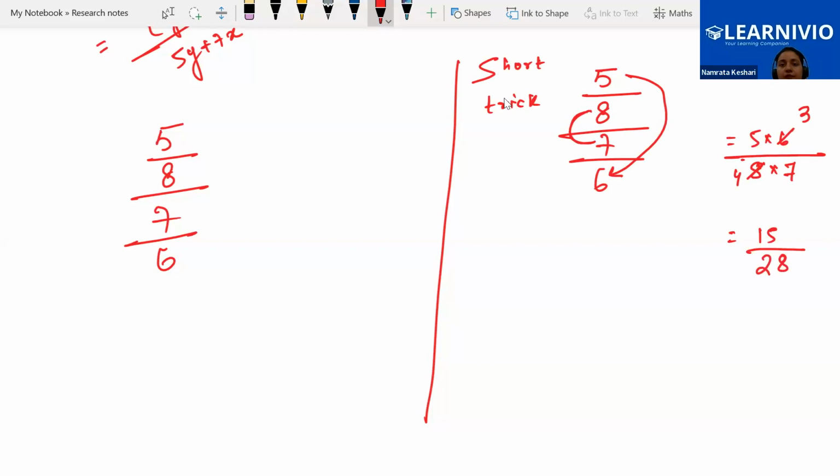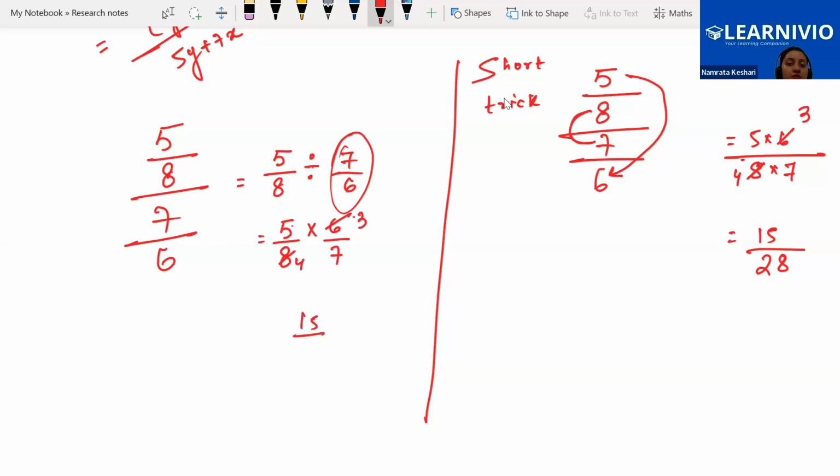That is the short trick. And the actual method says that 5 by 8 is divided by 7 by 6, if you understand. This division sign we can convert to a multiplication sign, but at the same time we have to take the reciprocal of the very next fraction, and then only are we allowed to do the cancellation if possible. 2, 3 times 6, 2, 4 times 6. 15 by 28 is the answer. This is the actual way, and that is the short trick.